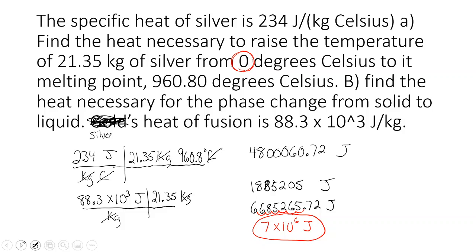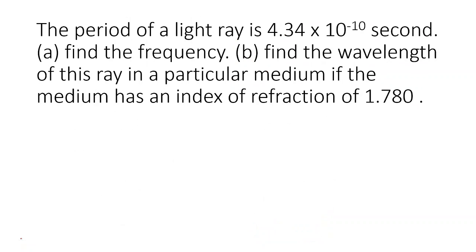Okay, let's move on. One more problem for today. It says the period of light is 4.34 times 10 to the negative 10th seconds. Find the frequency, find the wavelength of this ray in a particular medium if the medium has an index of refraction of 1.780. So there are some formulas that we need to know. Do you know what they are?